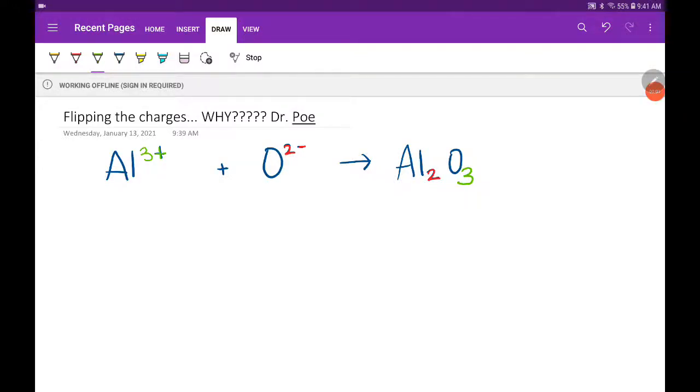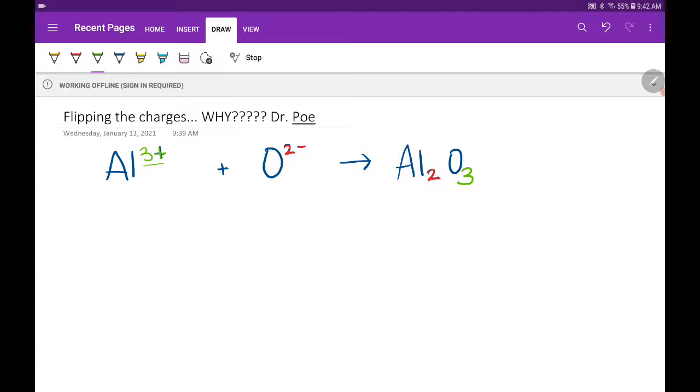Hi everyone, I just wanted to briefly cover the logic behind flipping the charges for ionic compounds. This is of course assuming that you've already watched the video on the formulas of ionic compounds, and you see that the charge of the ions actually flips. So the charge here of aluminum becomes the number of oxygen atoms, and the charge of the oxygen, the absolute value of this, becomes the number of aluminum atoms.